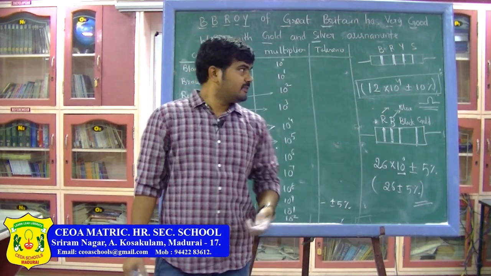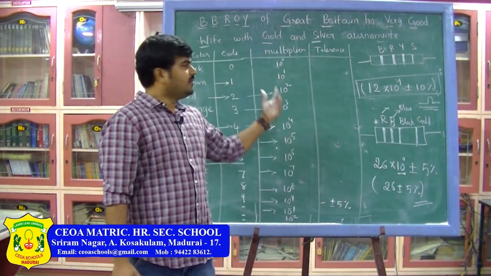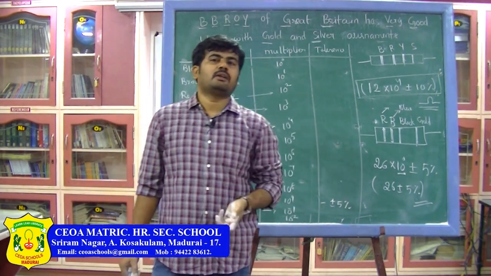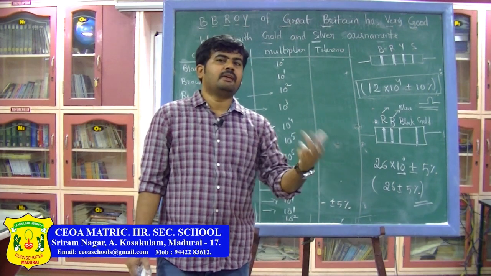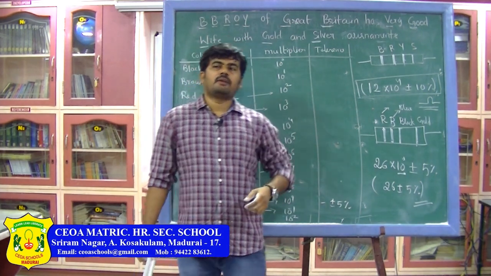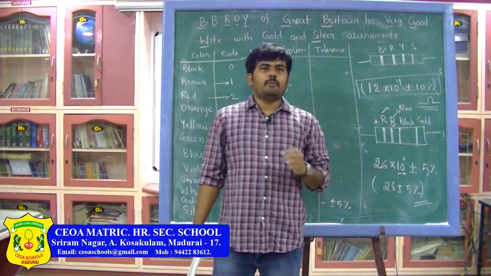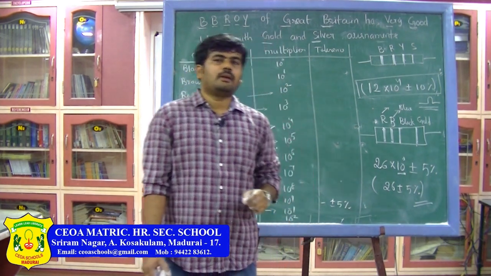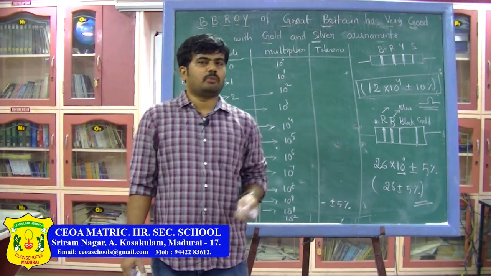In the next class we are going to continue with the same topic. First I will discuss how to find the color sequence when the value is given. Then we move on to a very important concept in the chapter, combinations of resistors, series combination and parallel combination of resistors, and different problems on that.